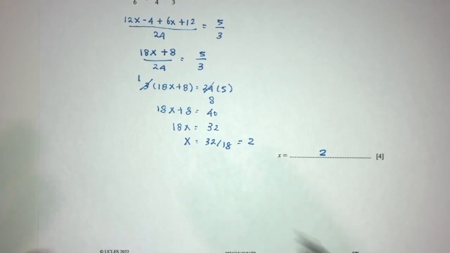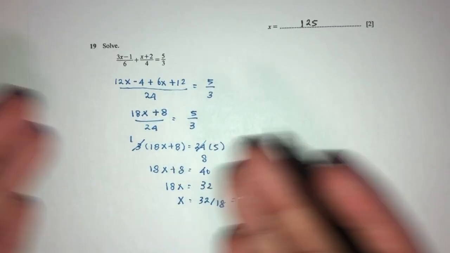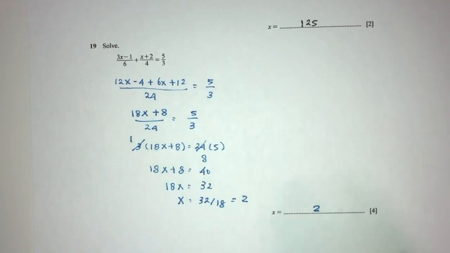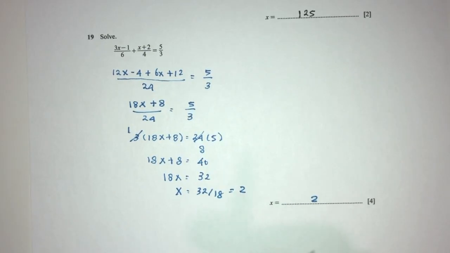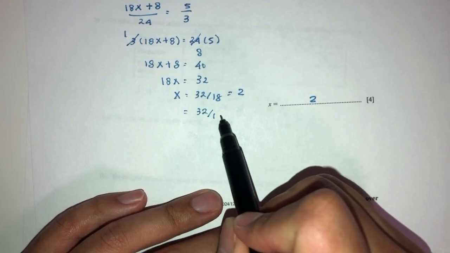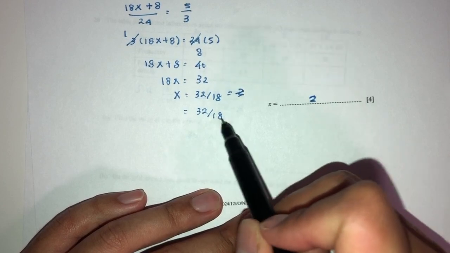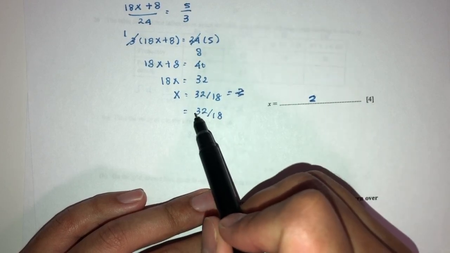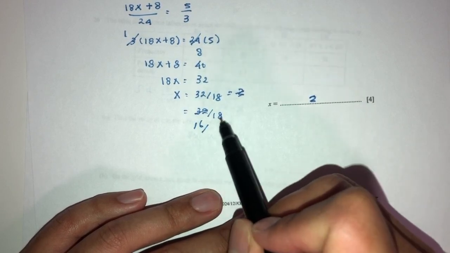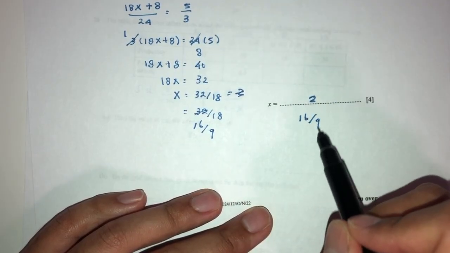Again, it is step-by-step solving. First thing first, we have to simplify the left-hand side. Then simplify, cross multiply, and all that. In the end, solve for the value of x by making x the subject. Rewind. Here we have what? 32 over 18 is actually not 2, right? Divide by 2, you will have 16 over the value of 9. So 16 over 9 for your value of x.